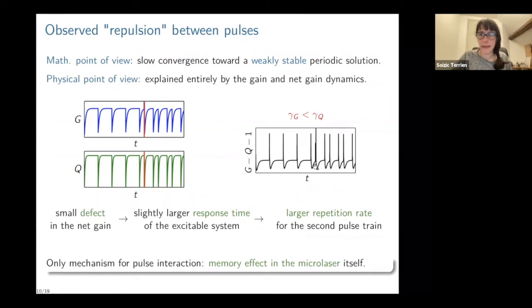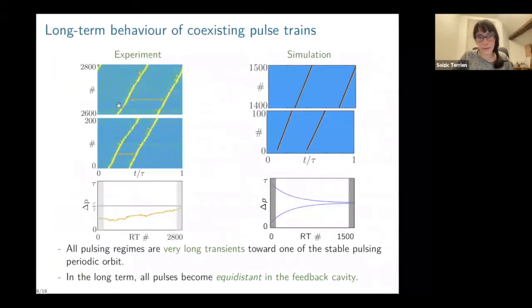And what this means is that the excitable system will take a bit more time to respond to the perturbation. So the small delay time between a perturbation and the excitable response of the system is related to that value of the net gain, which means that here, a small defect in the net gain will result in a slightly larger response time of the excitable system for the second perturbation. And so it will result in a larger repetition period for the second pulse train. Which means that if we go back to this representation, if the second pulse train has a slightly longer repetition period, it will slowly move away from this first pulse train.